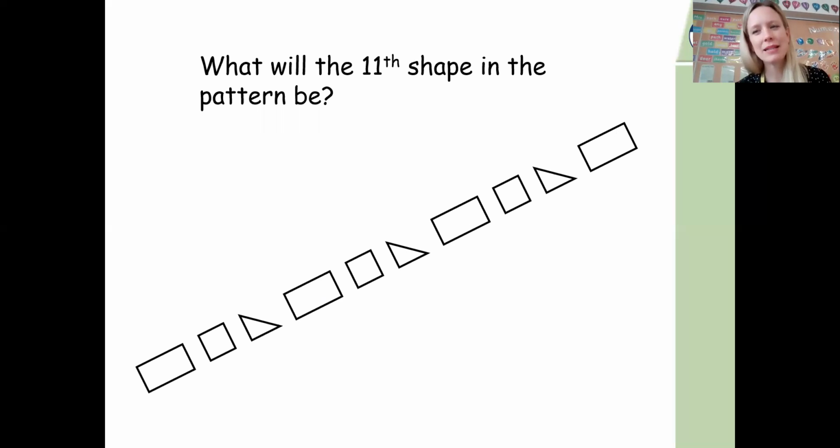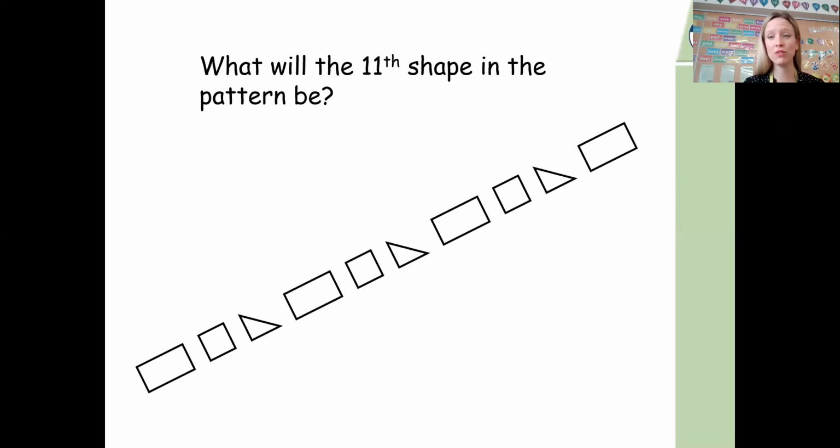Should we say the pattern out loud so we know what's going to come next? Right, get your voices out, children. Here we go. Let's shout it out loud. Rectangle, square, triangle, rectangle, square, triangle, rectangle, square, triangle, rectangle, square. It's a square, everybody.